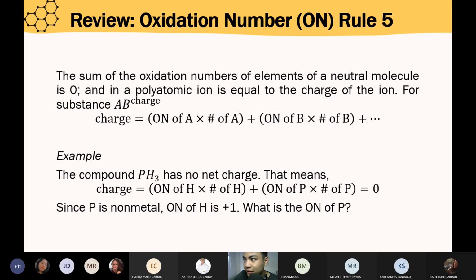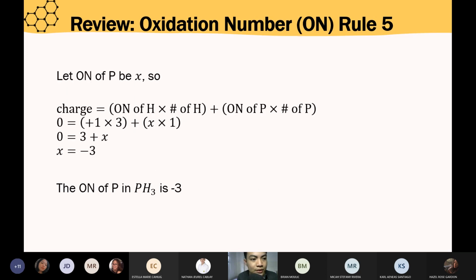And then, for rule number 5, if you have a molecule or a polyatomic ion, the charge of the molecule itself is the sum of the oxidation numbers of its elements. So for rule number 5, this is where we have a calculation. The oxidation numbers of the elements, when you add them together, should be equivalent to the charge of the molecule. So, we have one example here.